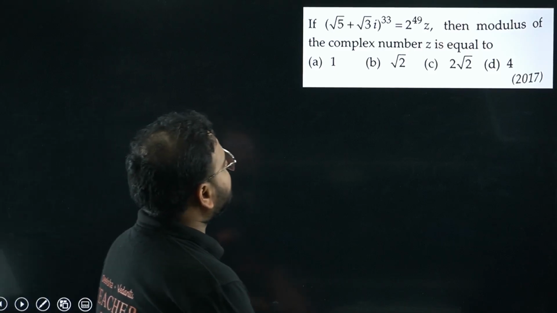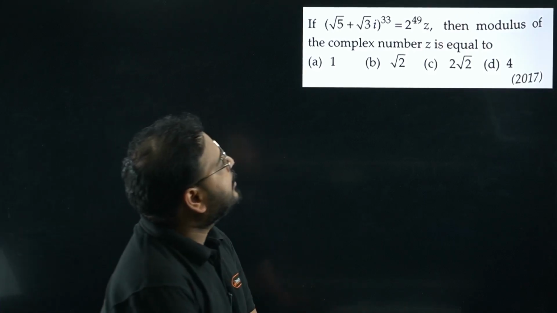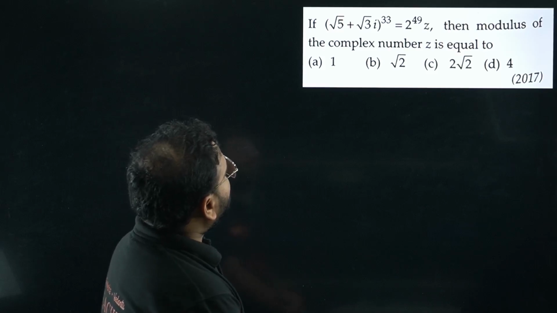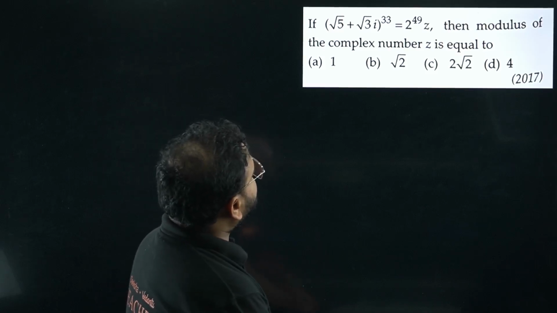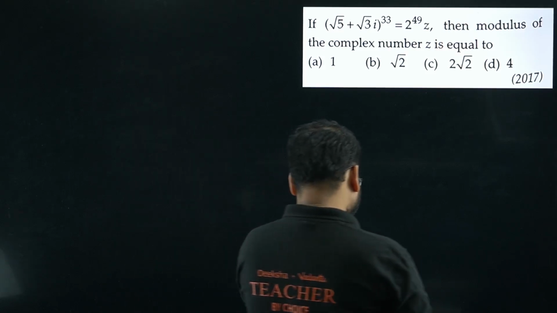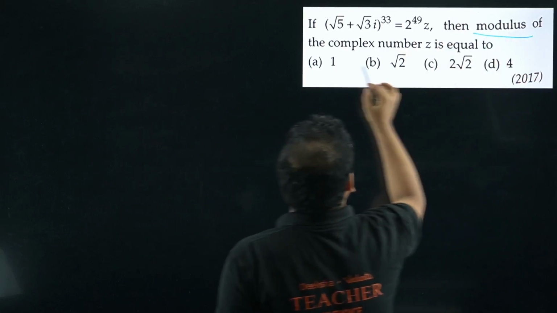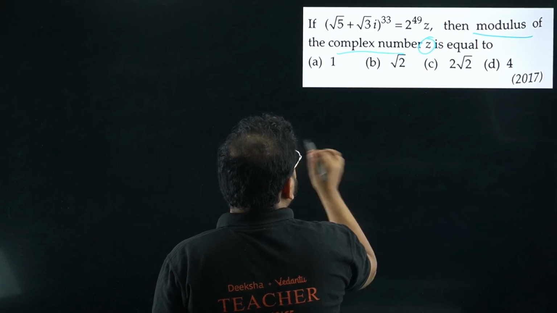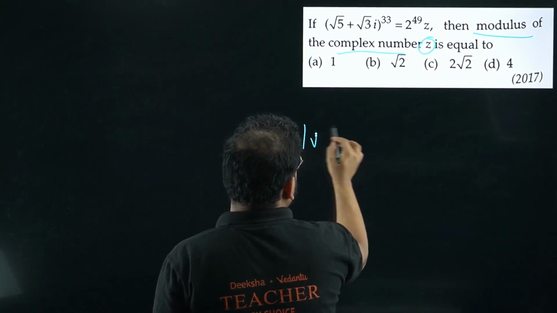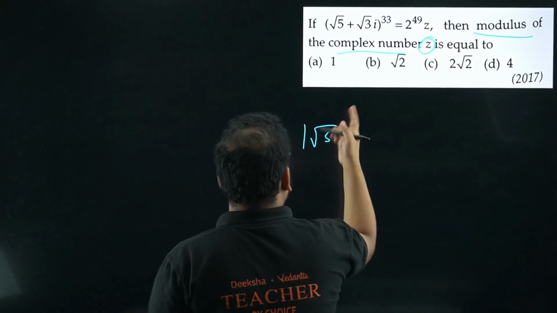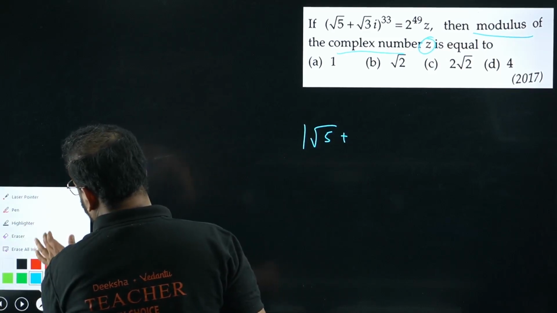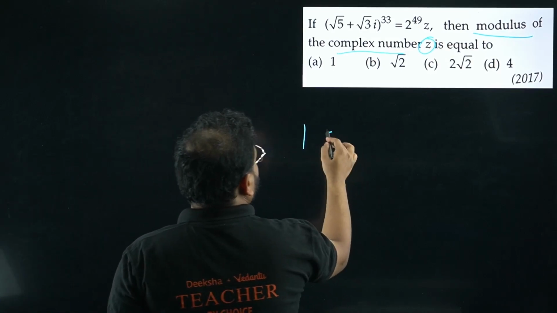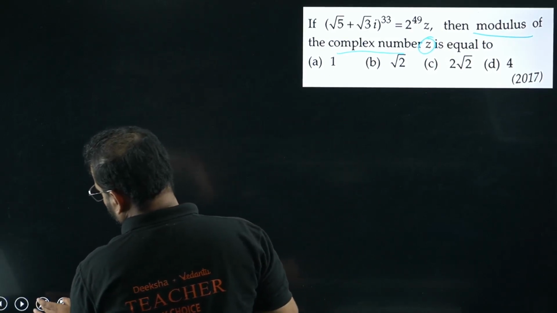Okay, next question. Please check. We have root 5 plus root 3i to the power 33 equal to 2 power 49 times Z. Right now it will become difficult. They are asking us for the modulus of the complex number Z, which means I have to apply modulus on this side. Okay, let's do it directly. We don't have to go into this process. I'll directly write the modulus over here.